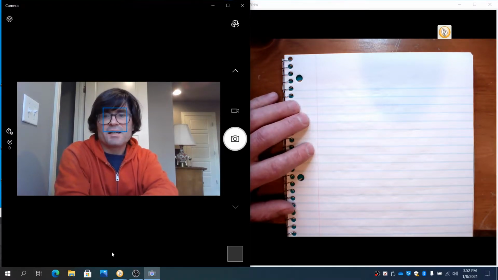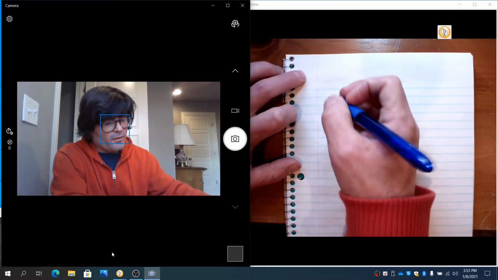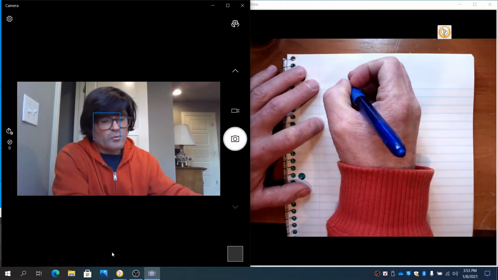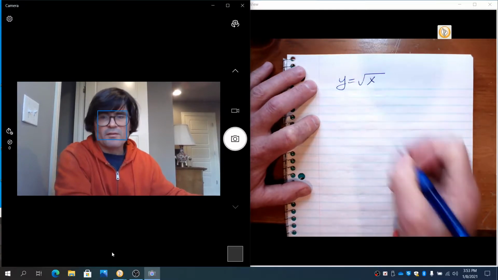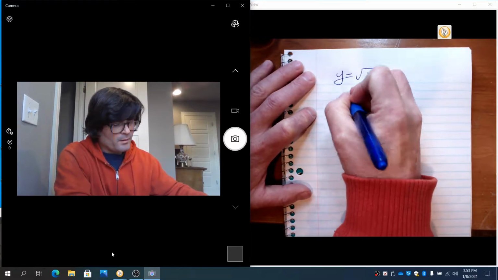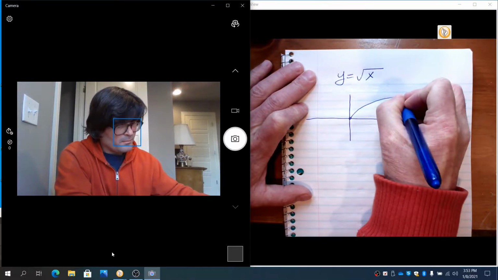In this video, we're going to discuss the graph of different square root and a couple of cube root functions. The first thing to know is what the graph of the square root looks like. So if you have the graph of the square root of x, it looks roughly like this.